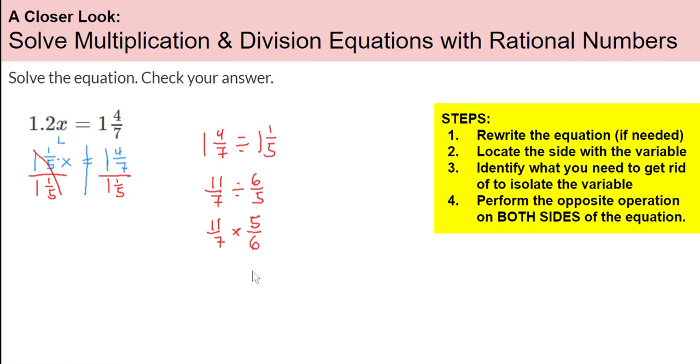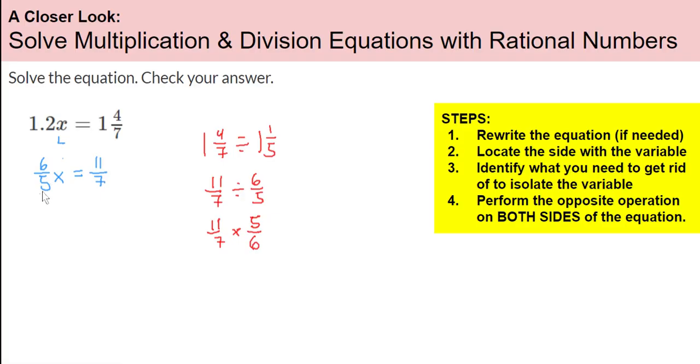Now that we know that, I'm going to delete some things. I deleted the whole thing because I'm going to rewrite everything, because I know I'm going to be dividing, which is going to change things around. So instead of saying 1 and 1/5, I'm going to change it to 6/5. So 1.2 is the same as 6/5 x equals, and I'm going to change this to 11/7. So I just changed that.